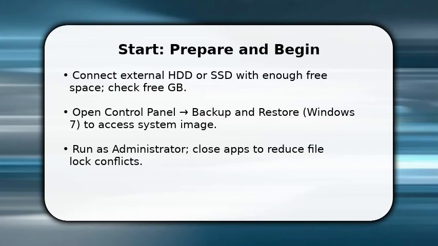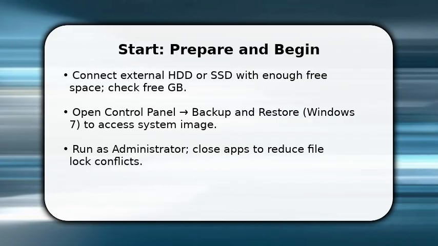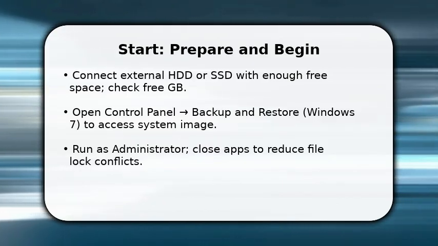You start by preparing the target drive and Windows. Plug in an external disk and confirm it has more than the estimated free GB. Once done, open Control Panel and go to Backup and Restore (Windows 7) right away. This is where the System Image tool lives. Make sure you run it with administrator privileges and close non-essential apps so files aren't locked.